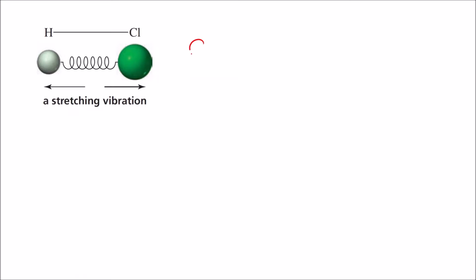Suppose here I have taken an HCl molecule. The smaller atom is hydrogen, and the larger green atom is chlorine. We consider these two spheres connected by a bond, and we assume the bond to be a spring like this. They are attached by a spring, and when I stretch the spring, it will be in a stretched position like this.